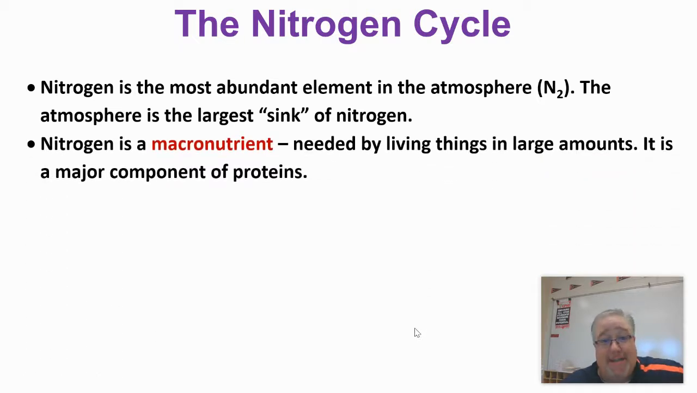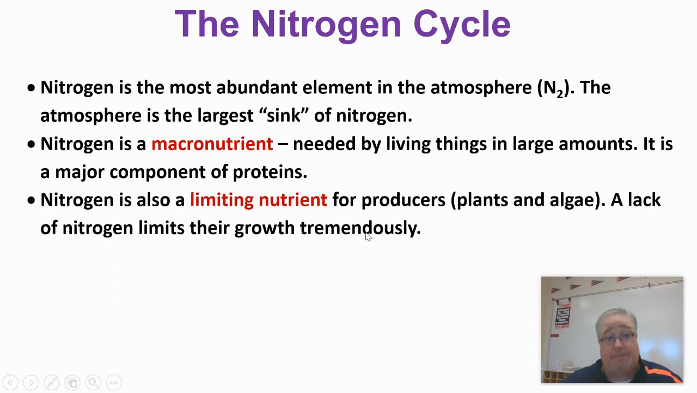Now, nitrogen is needed by living things. It's what we call a macronutrient. That means living things need nitrogen a lot. It's not just a little tiny bit. We need a lot of nitrogen. It's a major component of protein. When we think of protein, we think of eggs and meat and steaks and things like that. A lot of that protein that we eat comes from those things, but they're loaded with nitrogen. So we get plenty of nitrogen just through our diet, but we need it in large amounts.